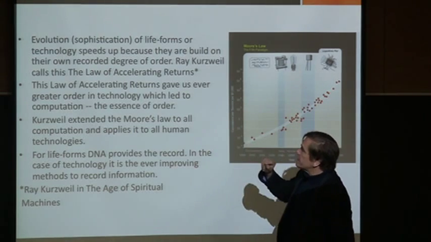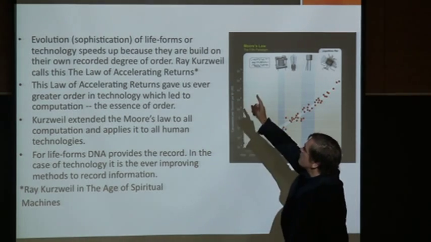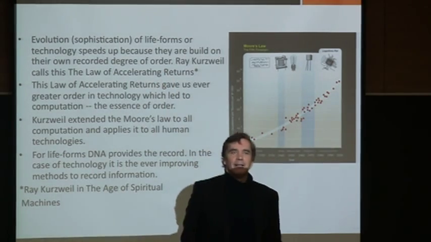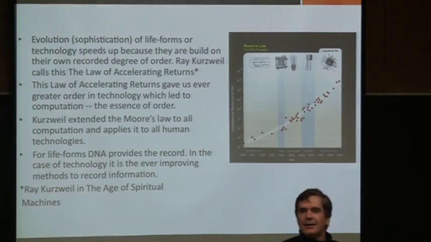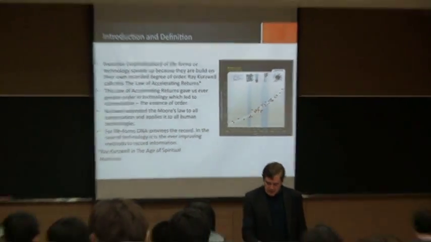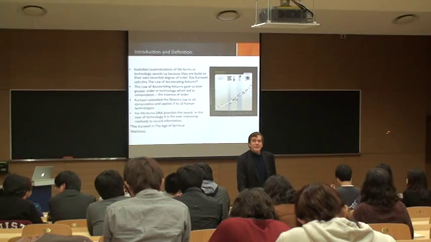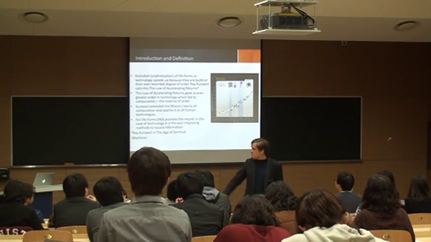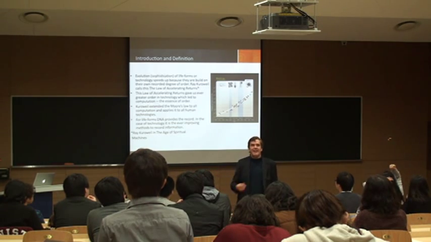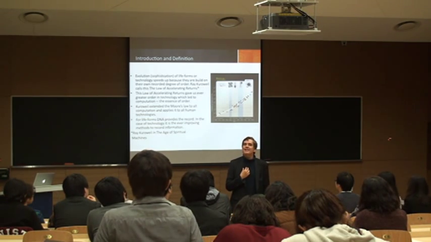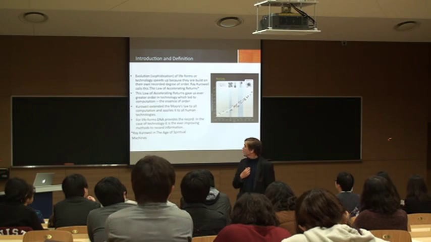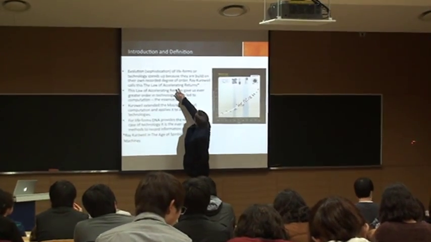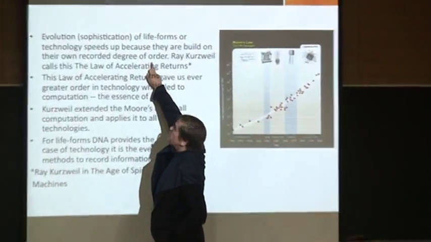Of life forms or technology speeds up because you're built on their own recorded degree of order. Do you understand that now? Technology advances because it's built on its recorded history of technique in books, in memory disks, etc. In biology, the record is the DNA. So they're built on their own recorded degree of order.